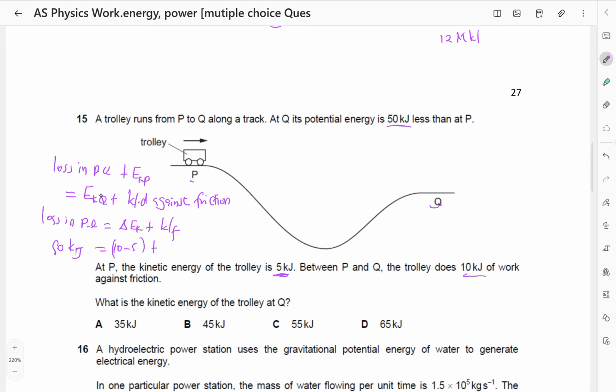At Q, its potential energy. Let me see what I'm entirely considering here. At P, the kinetic energy of the trolley is 5.